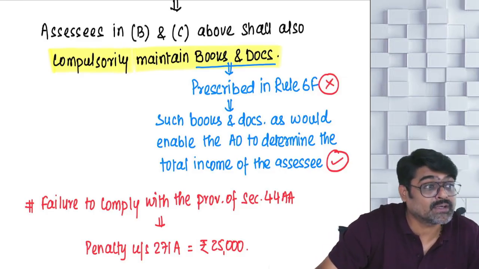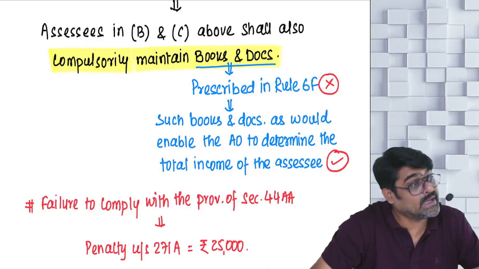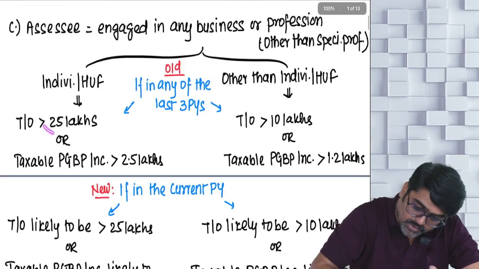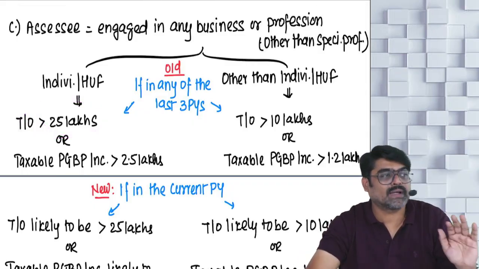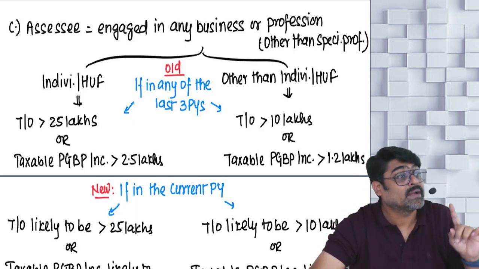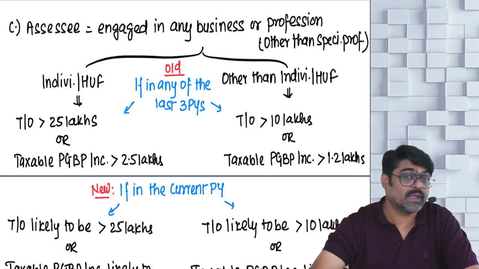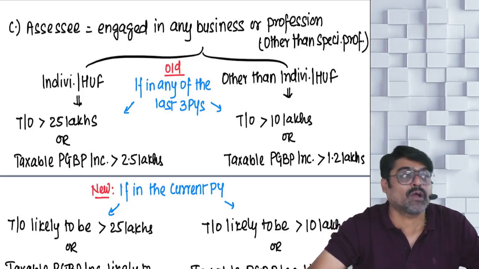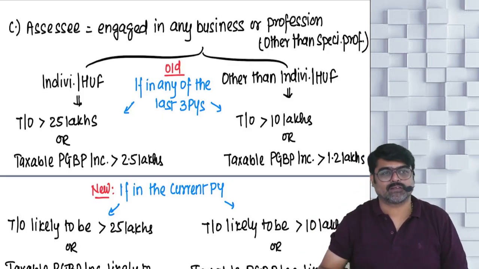Did I say all the 3 years? No. Any of the last 3 years, in any of the years, your turnover of the business or profession was more than 25 lakhs. Sir, my turnover in the last 3 years, all the 3 years? No. Turnover of any of the last 3 years was more than 25 lakhs. If not, then taxable PGBP income of any of the last 3 years was more than 2,50,000. So, two conditions are there.